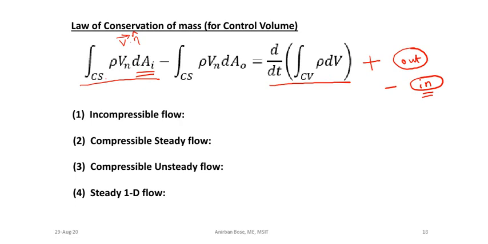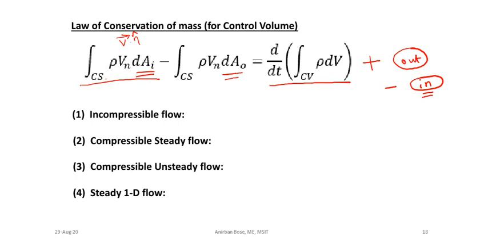That means the integration is done over the inlet area, this control surface over the inlet area only. And here you see the out term, if you take it to the left hand side, it will become negative. Okay, so this is integrated over the outer surface area, that means the area through which the mass is going out of the system. So this is the form of the conservation of mass for the control volume.